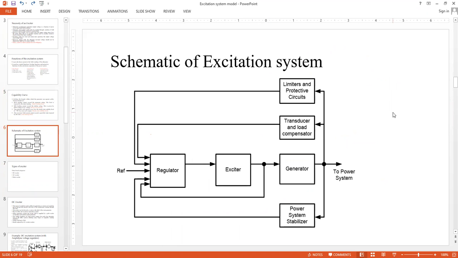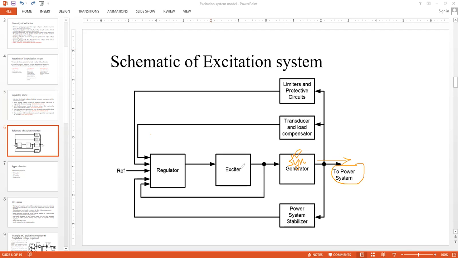Now, next, let's look at the schematic of the excitation system. So what are the different blocks associated with the excitation system? First of all, we start from the thing that we all know about, that is the generator. And by generator here, we mean the synchronous generator. And the synchronous generator is providing some power to the power system.